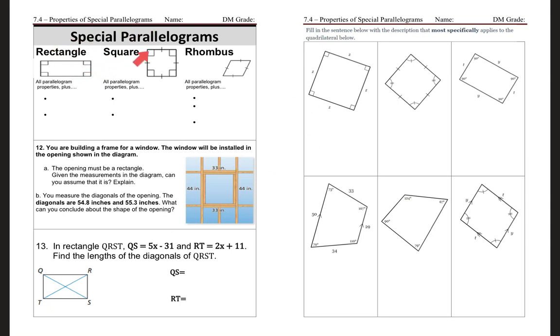So last time we talked about parallelograms. Now we're going to talk about some special parallelograms. We talked about rhombuses last time, and we're going to go more in depth about that, but especially rectangles and squares. So let's get right into it.